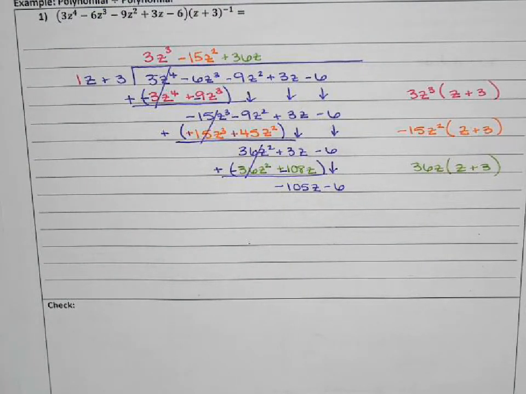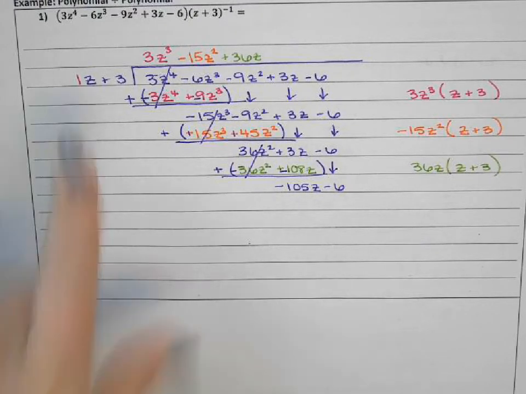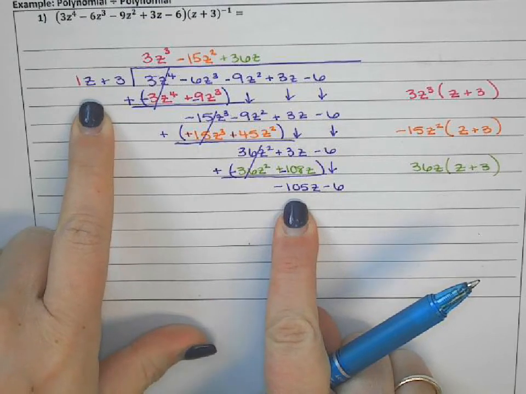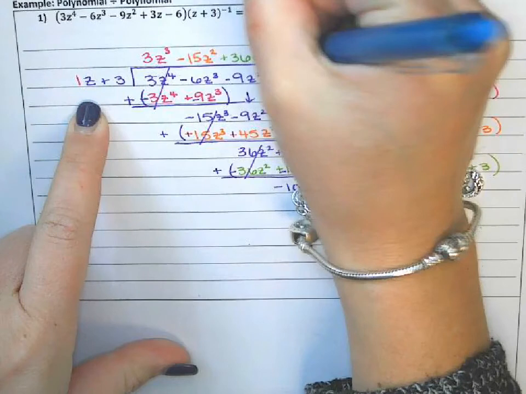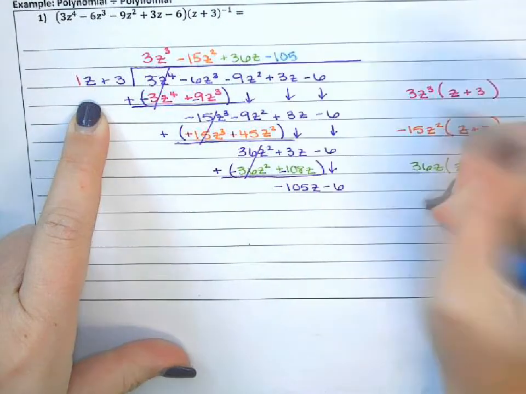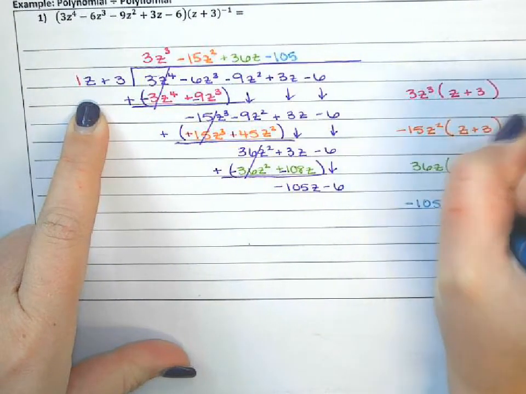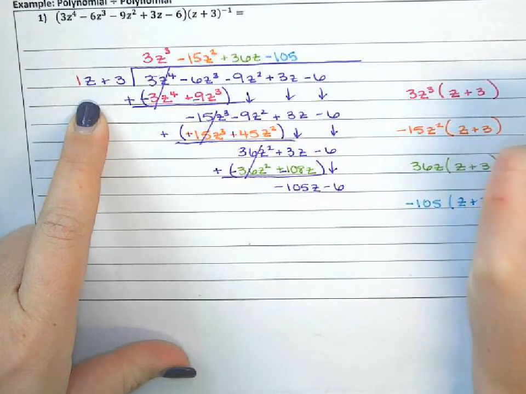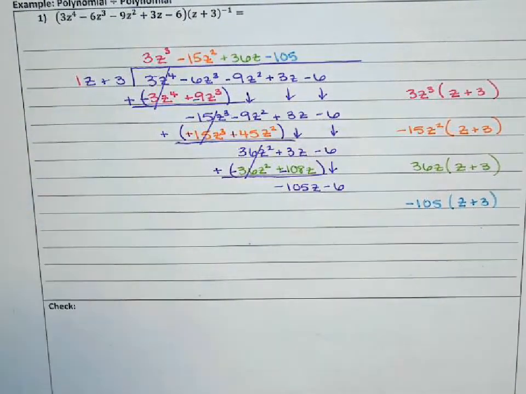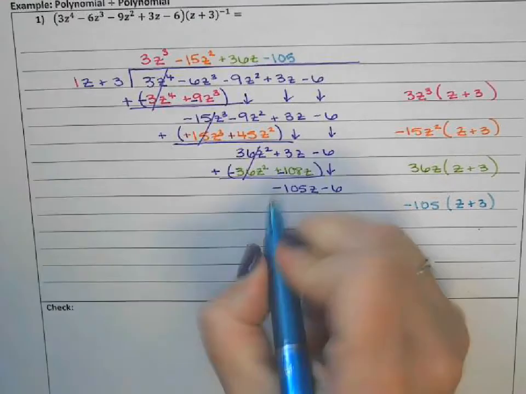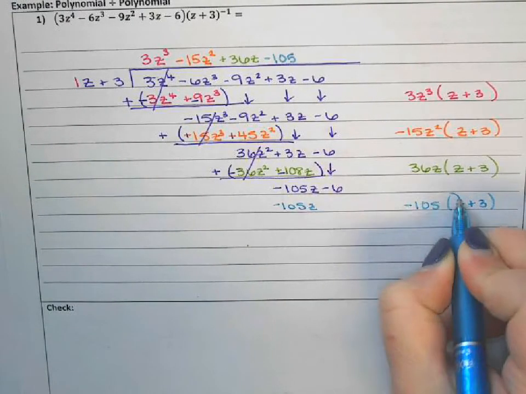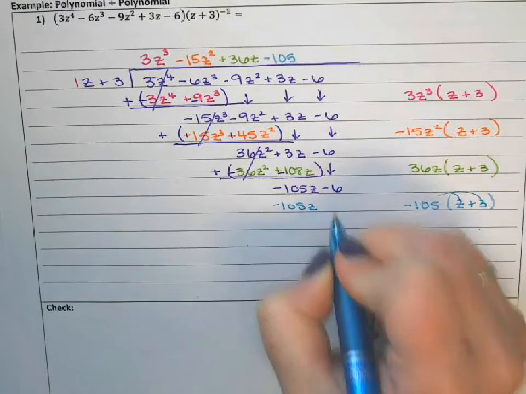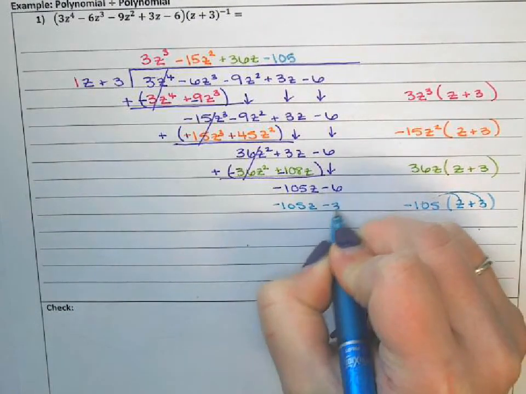We're almost there. All right, let's see. Z times what would get you negative 105z? Minus 105. So I'm going to take that negative 105 and multiply by z plus 3. I'm going to write my answer here. Negative 105z and negative 315.